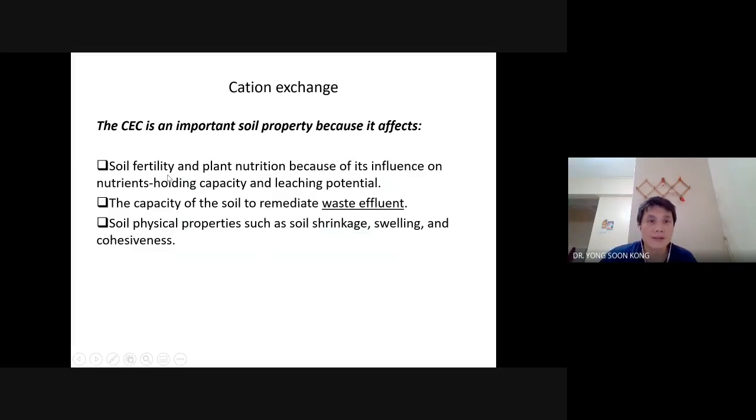So why is CEC an important soil property? As I told you earlier, if CEC is high, they can keep nutrients. Not only can they keep nutrients, they can immobilize. They can have a role in remediation. For example, the landfills that we build usually will have a thick layer of clay. Now, not because the clay is abundant and whatsoever, but because clay actually has its job.